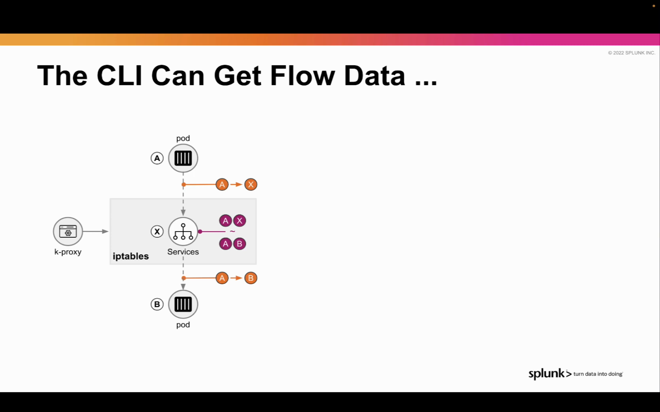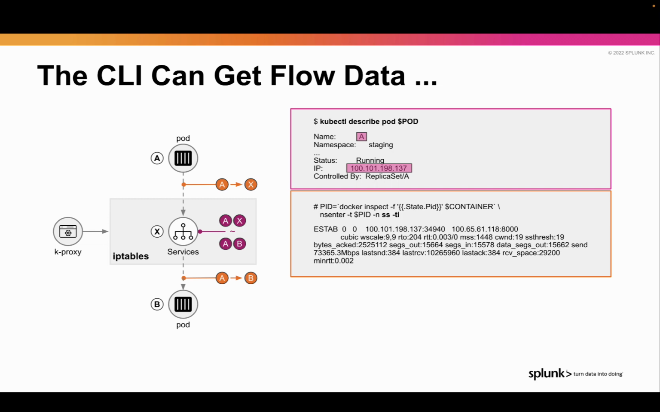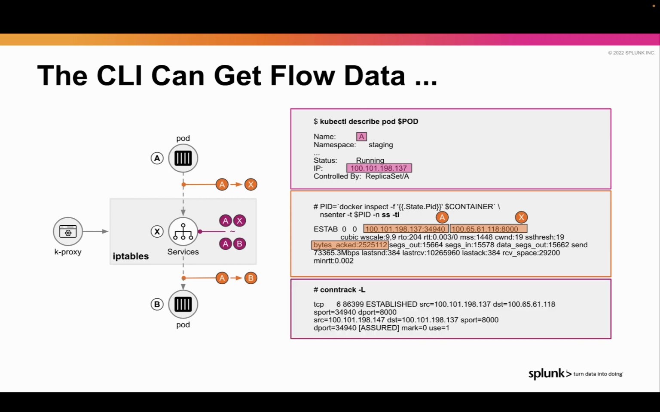Now, how would we get visibility into this on the command line? Well, first from the Kube API, we can actually get information about the services and their associated IP addresses. We can next use the ss tool for socket stats. This will tell you that A is sending data to X and how many bytes actually get sent. Finally, we can use the conntrack command to look at connection tracking. And we can get information about the translation from A to X and how that's translated from A to B.